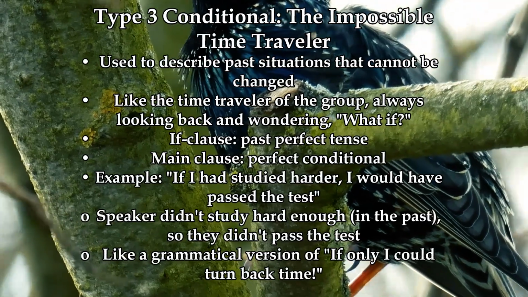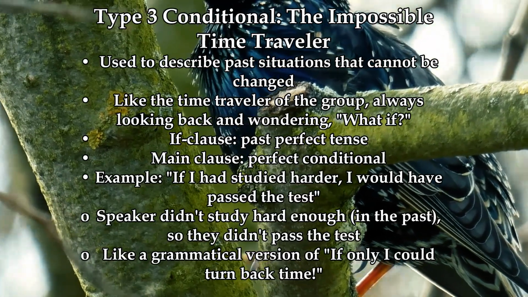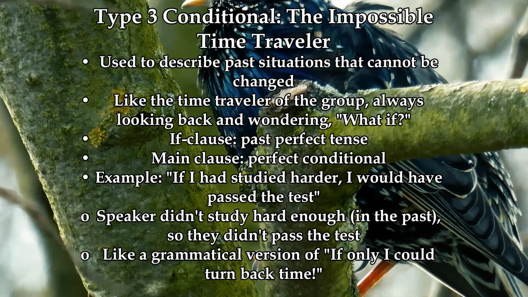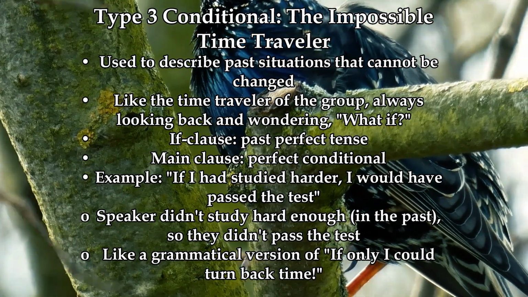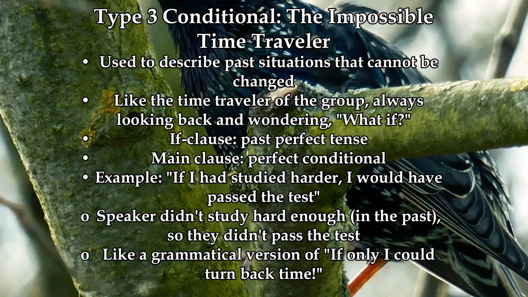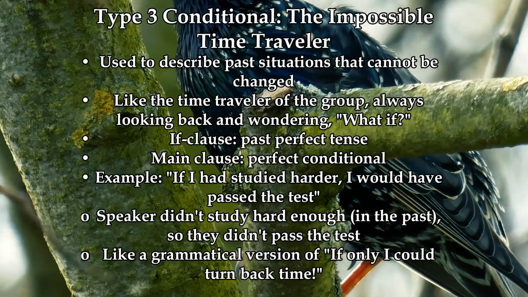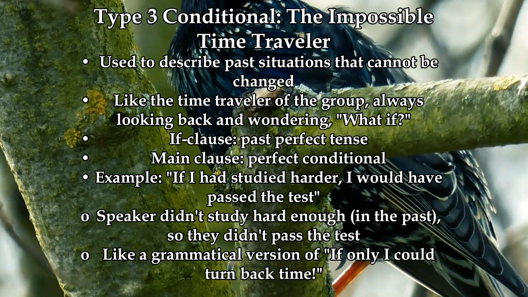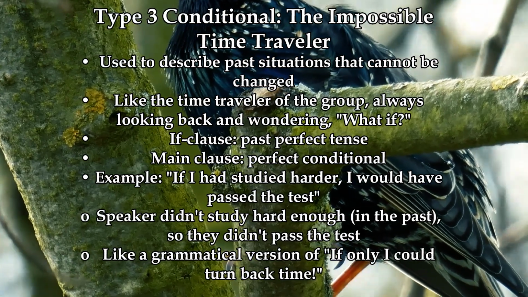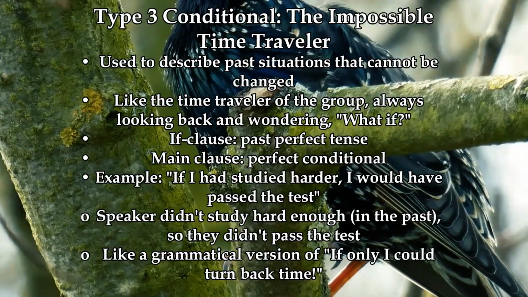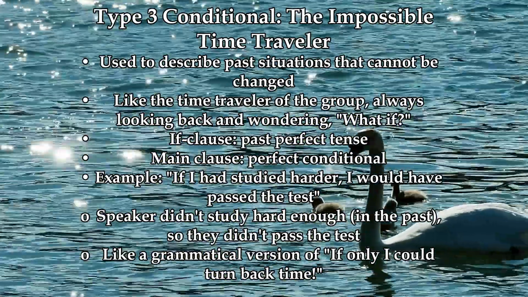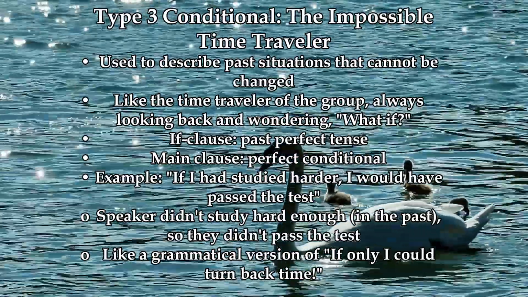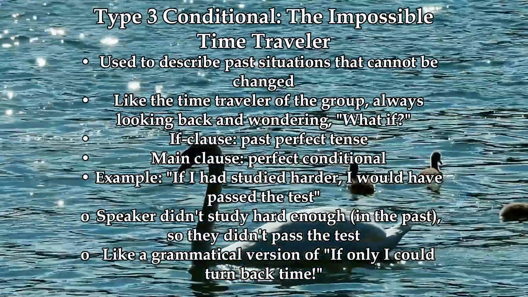Type 3, the impossible time traveler. Brace yourself for a trip down memory lane. Type 3 conditional sentences are used to describe past situations that cannot be changed. It's like the time traveler of the group, always looking back and wondering, what if? The if clause uses the past perfect tense, and the main clause takes the perfect conditional.